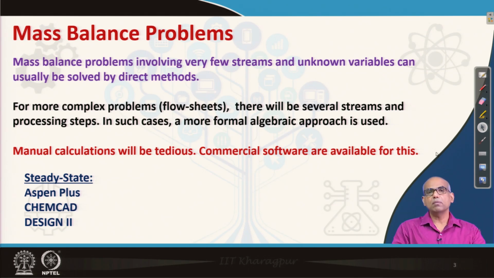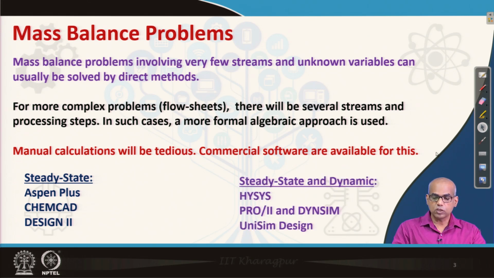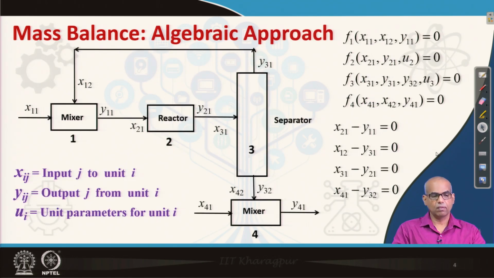Some of the software that is available is given here: Aspen Plus, ChemCAD, Design2, which will perform steady state simulations. Then there is software which will perform both steady state and dynamic simulations: HYSYS, Pro2 and DynSim, Unisim Design. All these software packages will be extremely useful as they perform both steady state and dynamic simulations, and performing mass balance and energy balance will all be very easy.